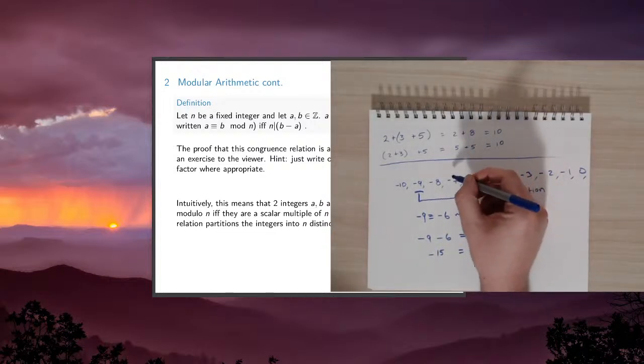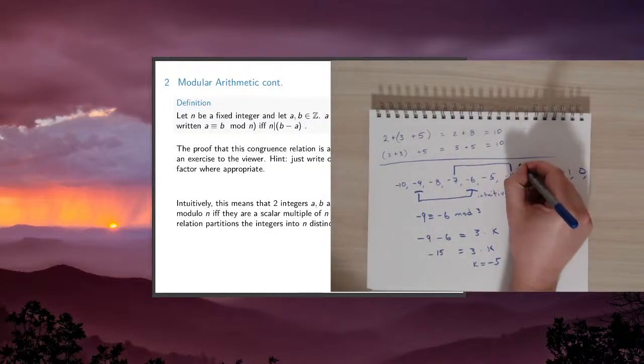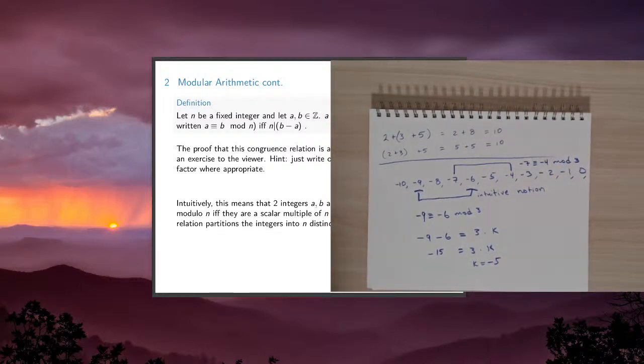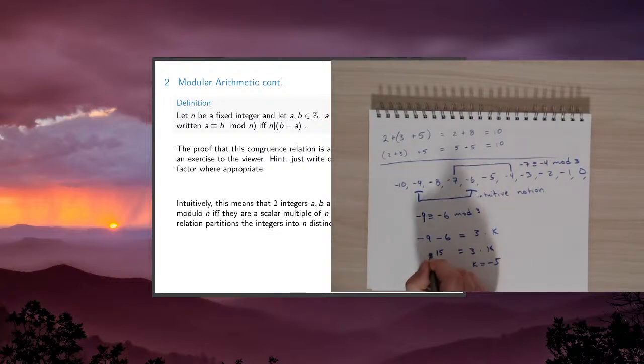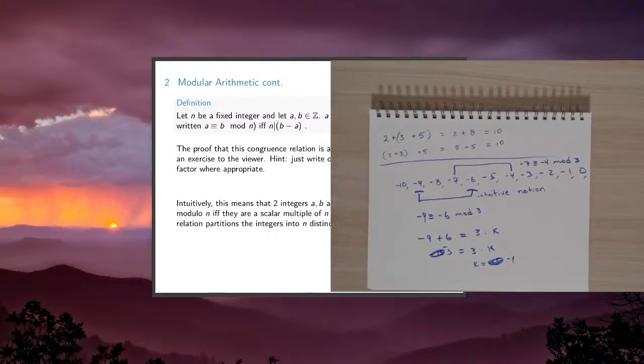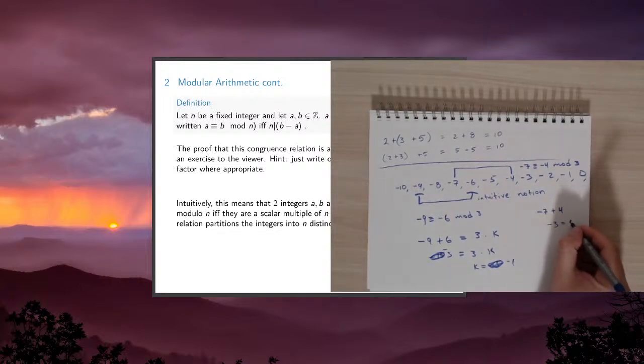But what about -7 and -4? Well, it's the same thing. These are also congruent mod 3 for the same reason. They're 3 apart. Well, actually, silly, I forgot the minus sign there. In this case, -7 minus -4 is -3, which is, again, 3 times -1.